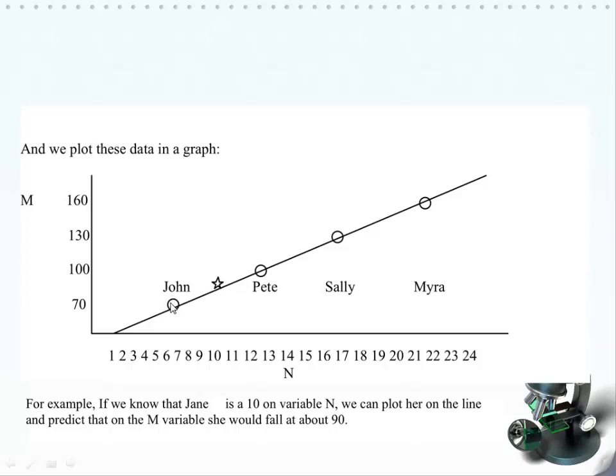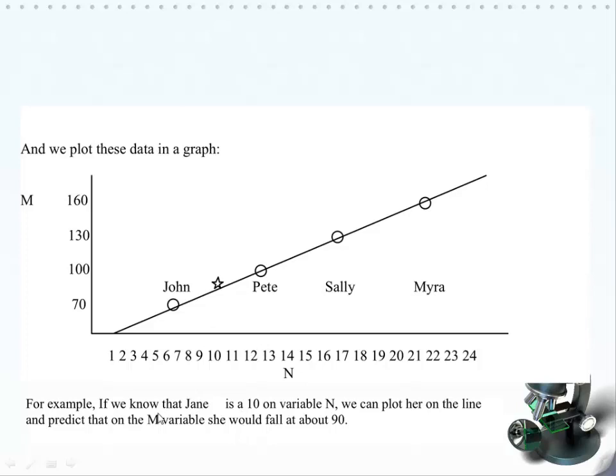See how nicely the data lined up, very neatly correlated there. For this example, that's a good thing. We'll make it a little more complicated in a second. But if we plotted the data for John, Pete, Sally, and Myra on a graph, we could draw a line right through them here, and we'll call this the line of best fit, and I'll tell you why in a minute.